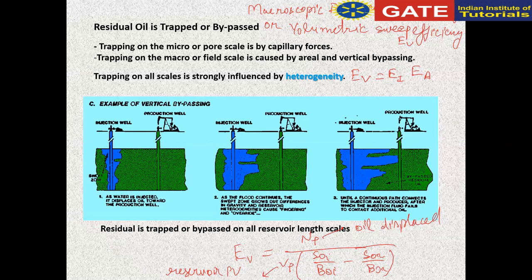So you can calculate using these two formulas. If your vertical sweep efficiency and aerial sweep efficiency are given, you can multiply them directly to calculate volumetric sweep efficiency. If SOI, BOI, SOR, BOR, NP and VP are given, you can calculate EV using that formula. Okay, got it?